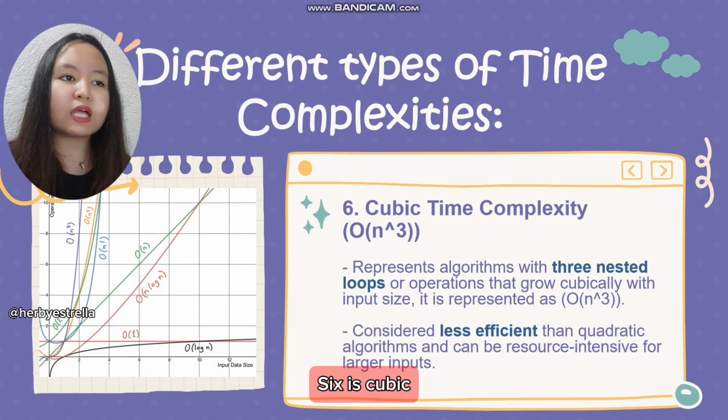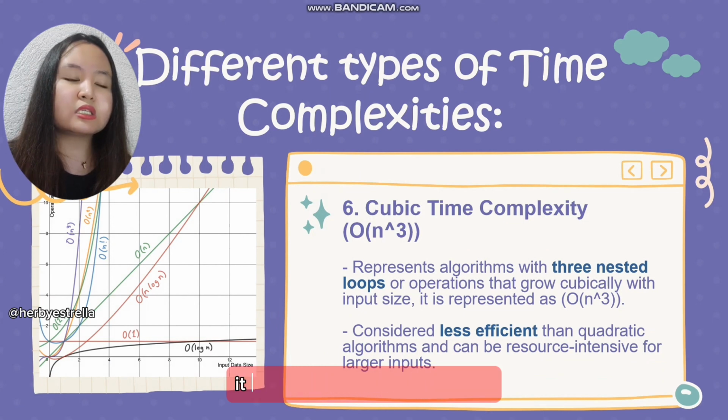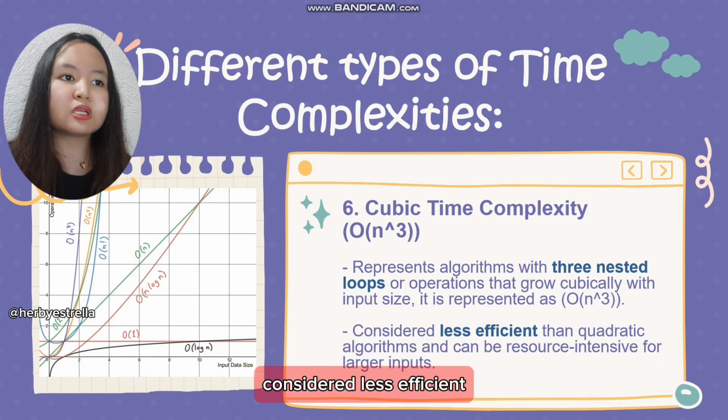6 is cubic time complexity. O of n cube represents algorithms with 3 nested loops or operations that grow cubically with input size. It is represented as O of n cube, considered less efficient than quadratic algorithms and can be resource intensive for larger inputs.